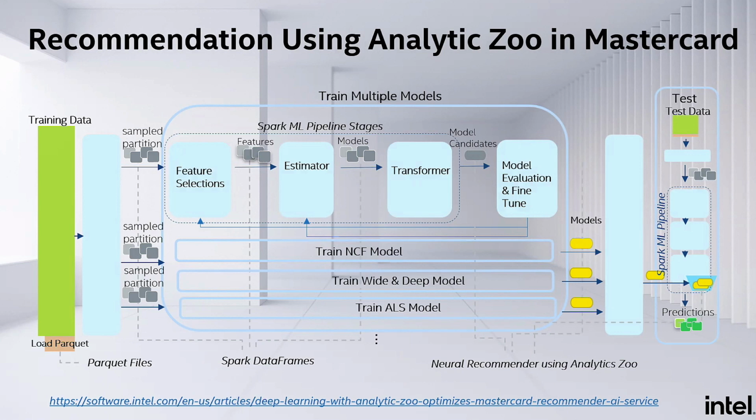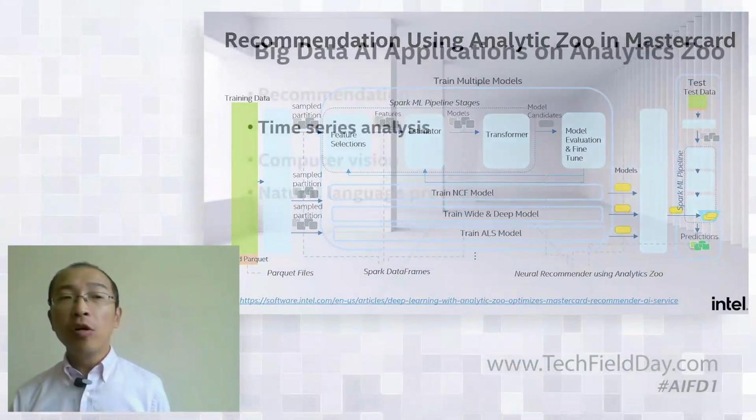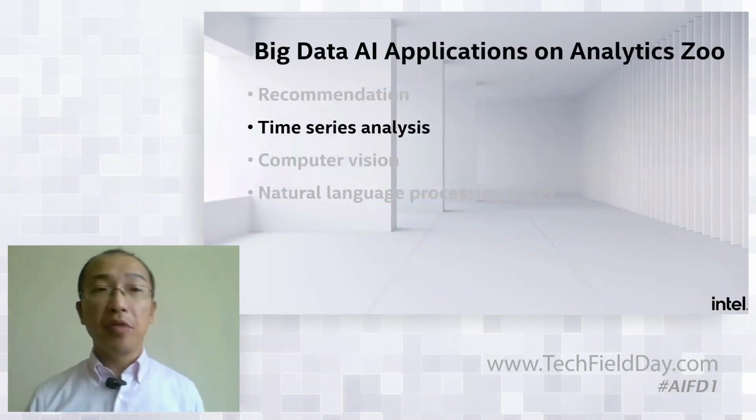For instance, one example is how likely you are to go shopping at a given merchant, so that they can push an offering to you. This type of application is running intensively in their big data cluster as well. So we talked about the recommendation use cases.